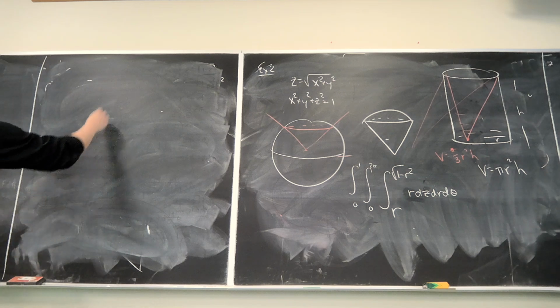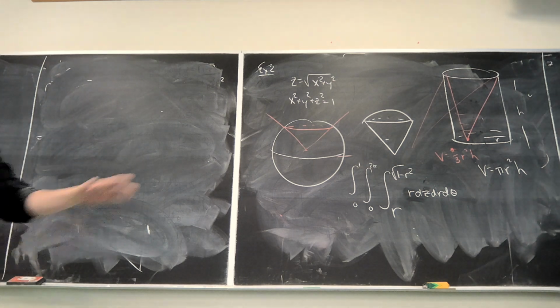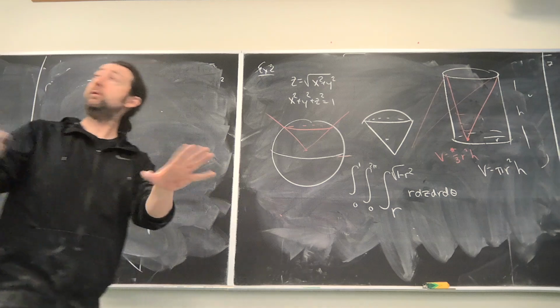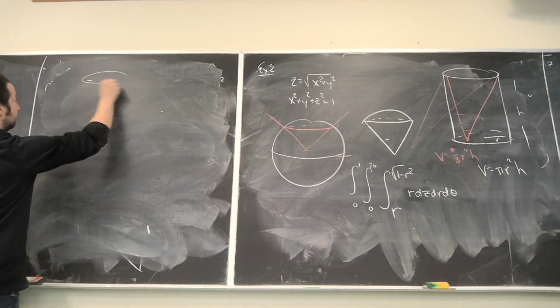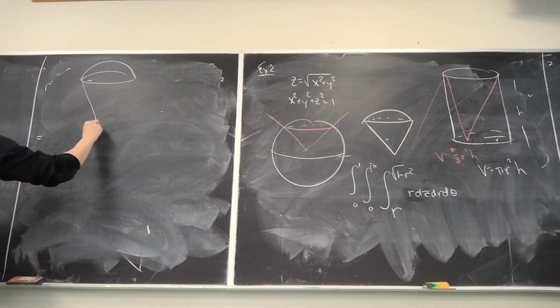What I want to do is take this region and write it not as a cylindrical region, but as a spherical region instead. So how could I do that? I've got the sphere cap and this cone comes down.